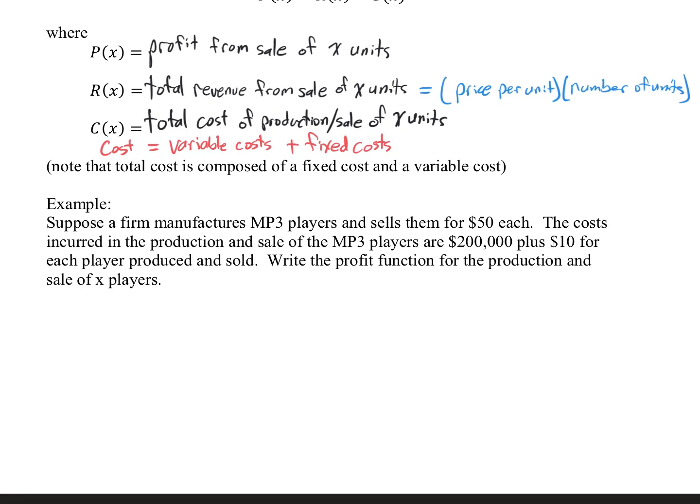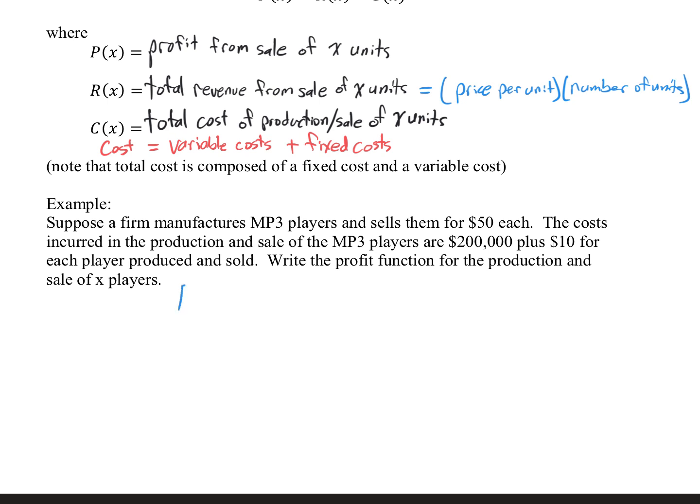Suppose a firm manufactures MP3 players and sells them for $50 each. The costs incurred for the production and sale of the MP3 players are $200,000 plus $10 for each player produced and sold. We want to write a profit function for the production and sale of x players. So before we can do this, we're going to have to write a revenue function as well as a cost function.